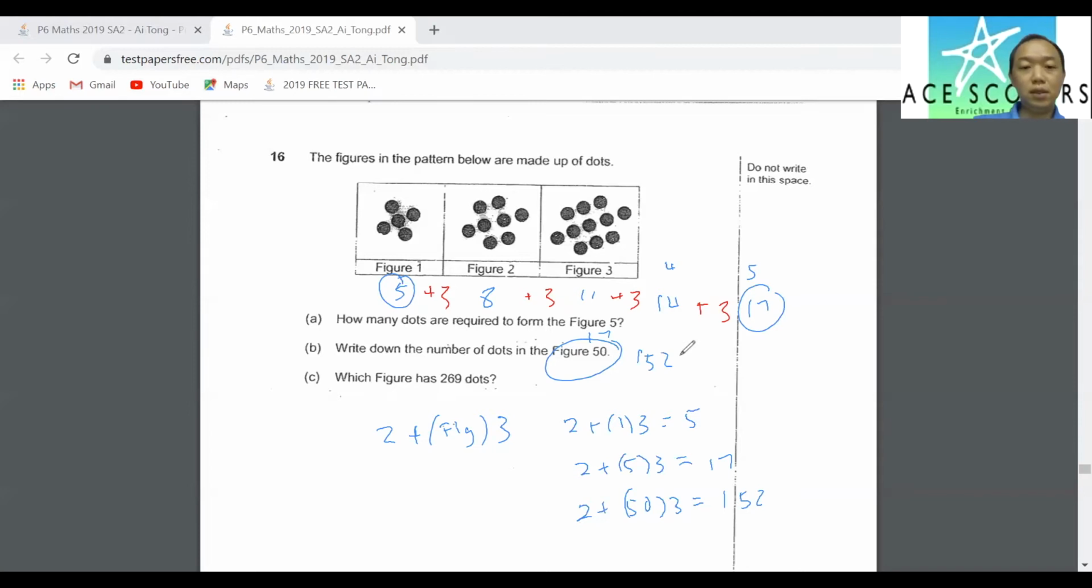So which figure has 269 dots? This one we've got to work backwards. Now 269, what you do is you have to take 269, take away 2. So we get 267. Then 267 divided by 3 is 89. Okay, so the answer is figure number 89.